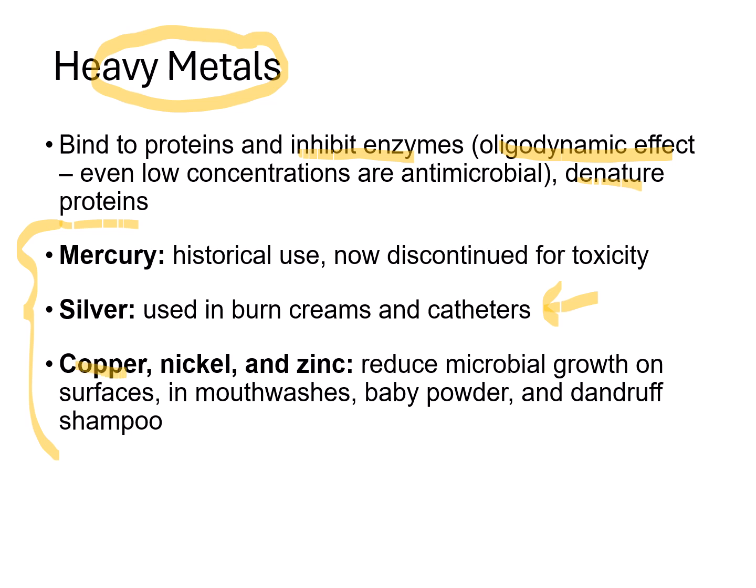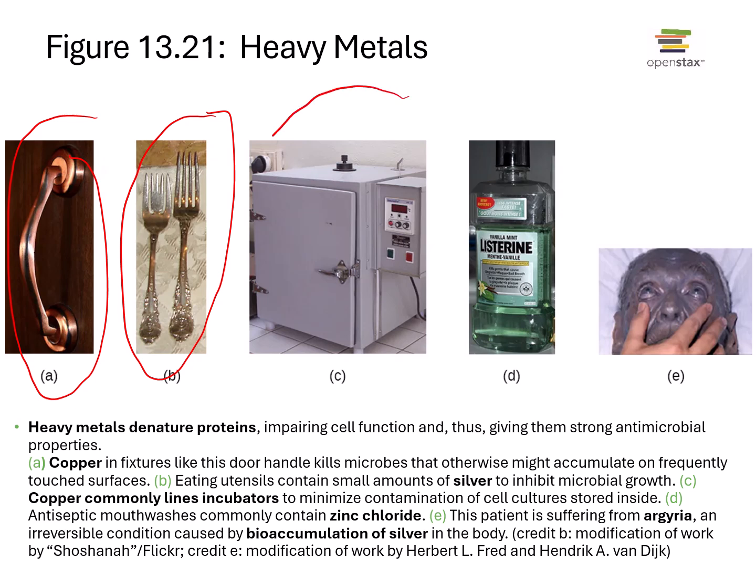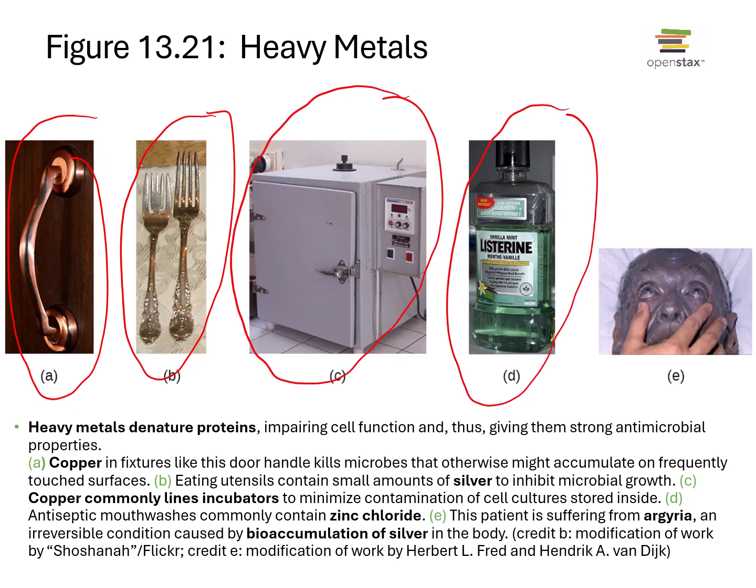Copper is often used to line incubators or door handles to reduce contamination. And zinc chloride, for instance, can be added to mouthwash. But because these metals can accumulate in our tissues and can be toxic, their use in humans is limited today. And our book provides us several examples of heavy metals. We have maybe copper in fixtures like door handles, silver in our silverware like forks, copper-lined incubators, zinc chloride in our mouthwash, and this patient is suffering from argyria, which is when there is accumulation of silver in the tissues in the body.